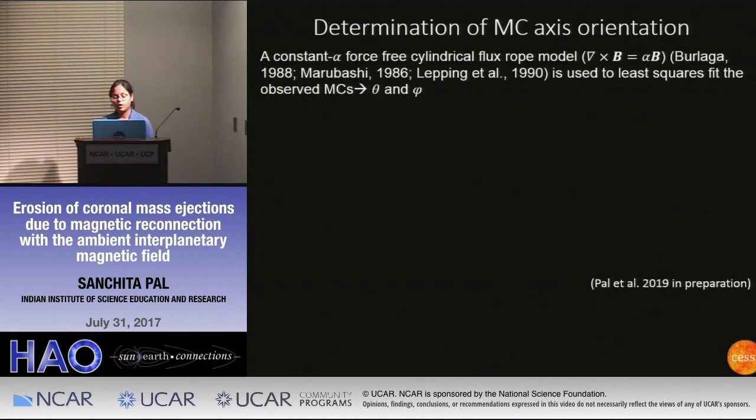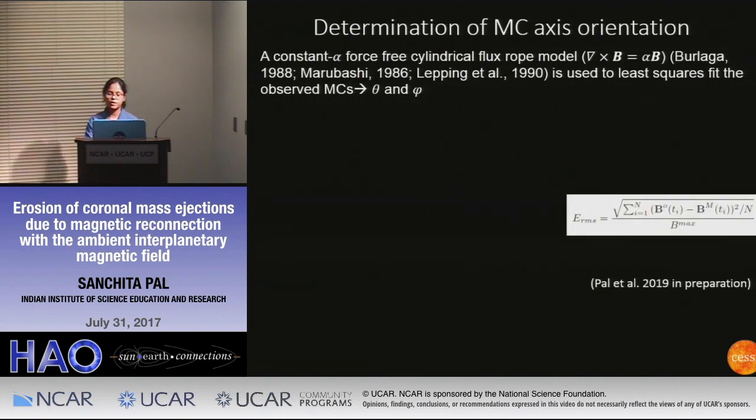We fit the magnetic cloud with a constant alpha force-free model, that is, curl of B equals alpha B in cylindrical coordinates. The model is based on the requirement that E_RMS should be lower, where E_RMS is the RMS error between the observed field, B_O, and the model field, B_M. The model starts with some initial values and continues until it reaches the minimum E_RMS value, and then it stops modeling the magnetic cloud.